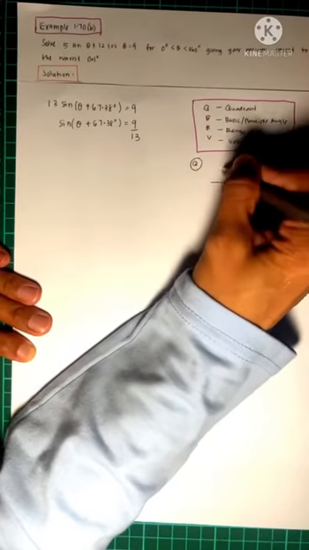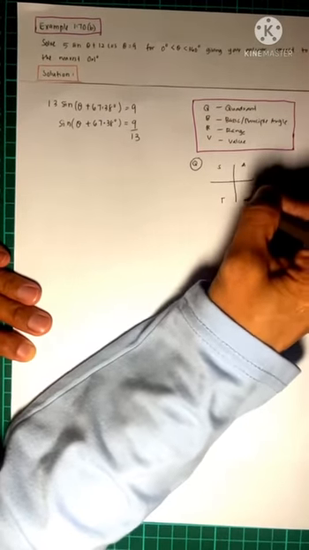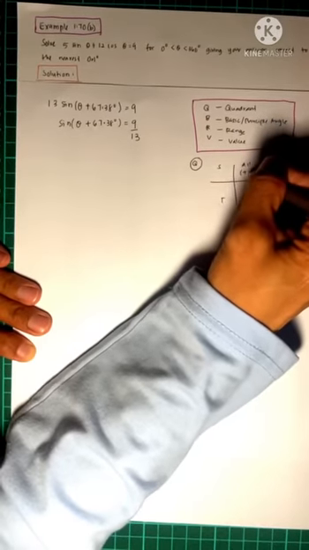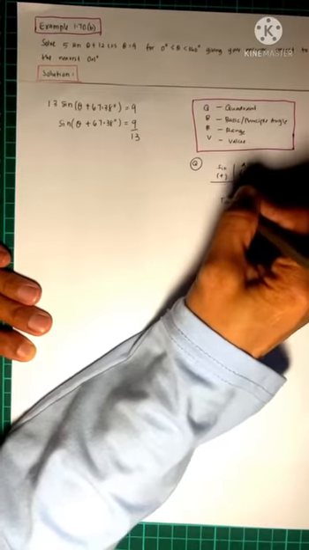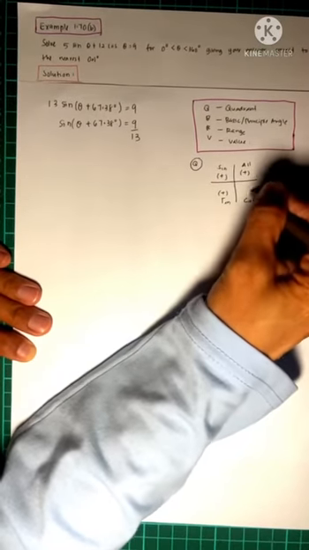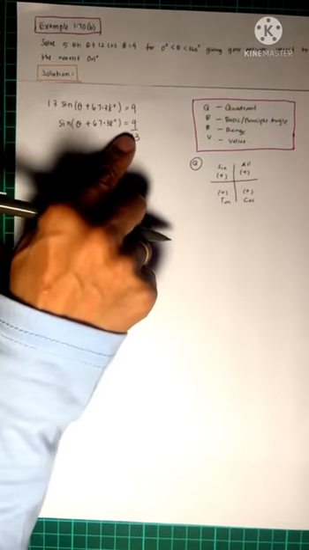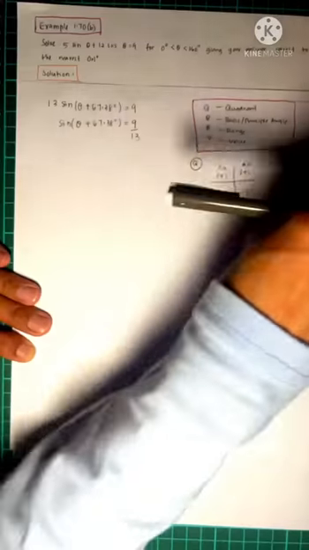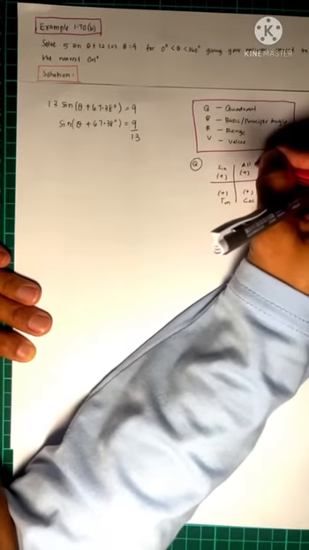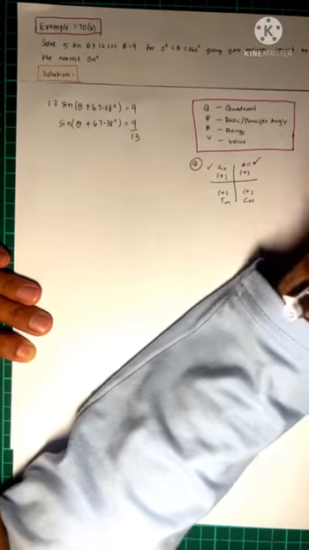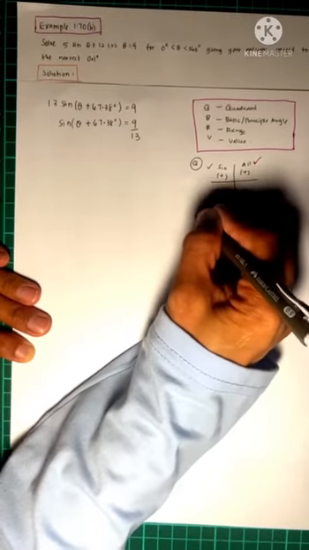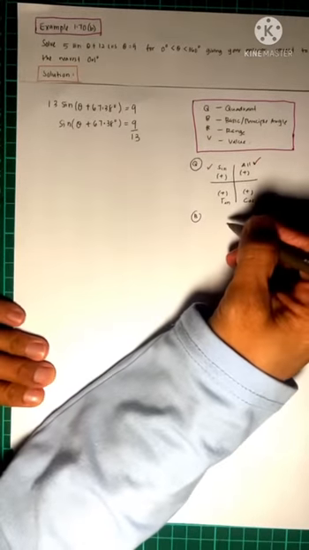So all smart teachers get all triangle: in the first quadrant all are positive, in the second quadrant sine is positive, in the third quadrant tangent is positive, and in the fourth quadrant cos is positive. So we have sine, and sine is positive. So positive means our final answers will be in the first and second quadrants. Next step, we find the basic angle or principal angle.